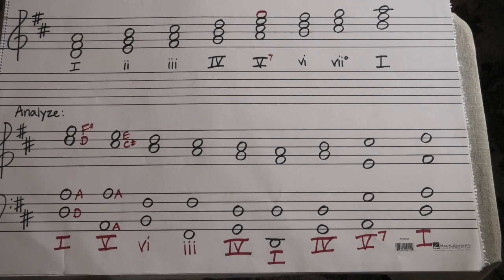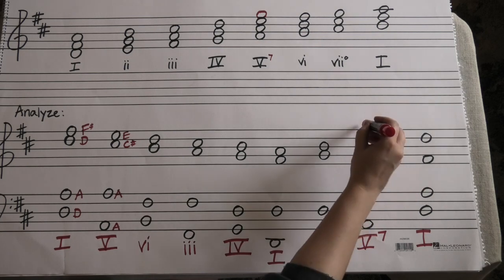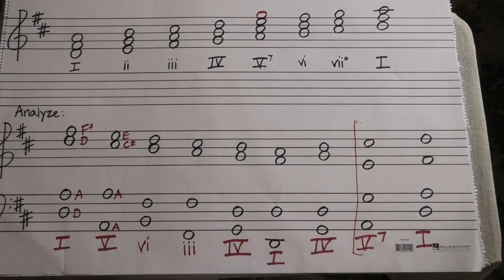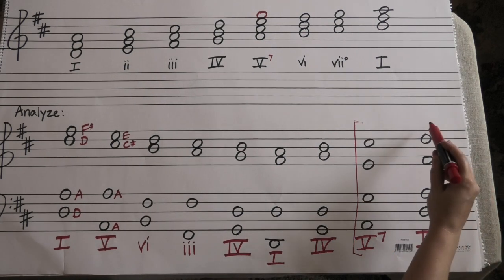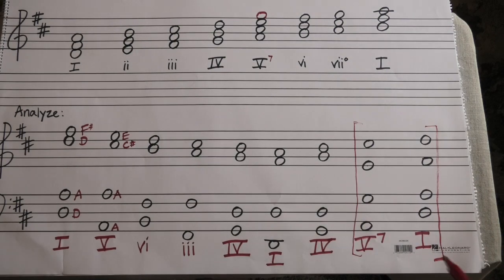A cadence is 2 chords, essentially, usually at the end of a phrase or the end of a piece. It sort of ends sections, basically. One really common one is 5 or 5/7 to 1. And so we'll talk cadences on the next page.